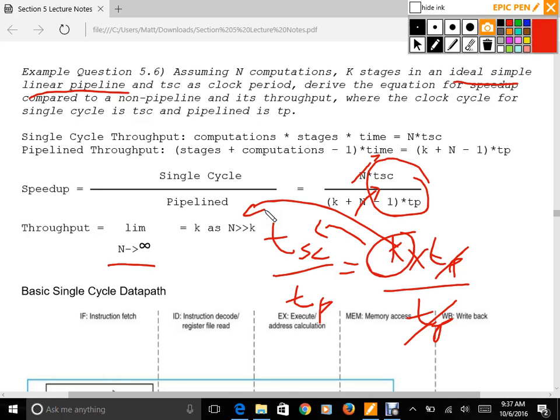When I say ideal simple pipeline, what that means is that you have some sort of ideal pipeline where all of the stages take the same amount of time, but that's not the way it works in the real world. Yes, Alex. That throughput definition also limits as N approaches infinity of the same function, right? Correct.